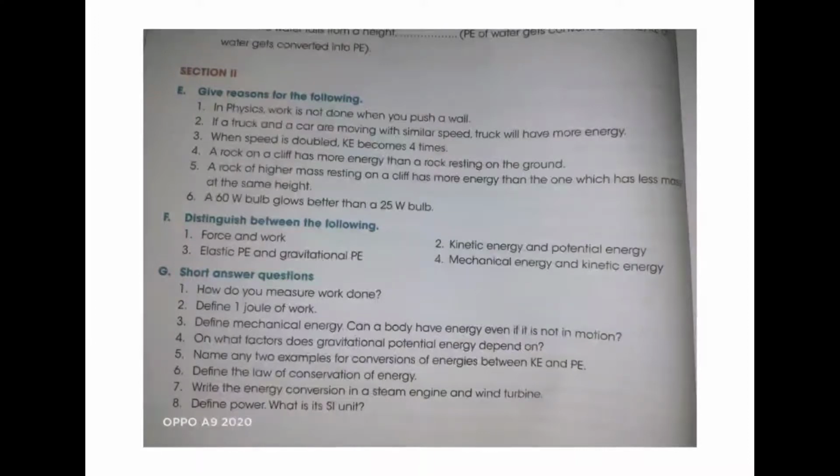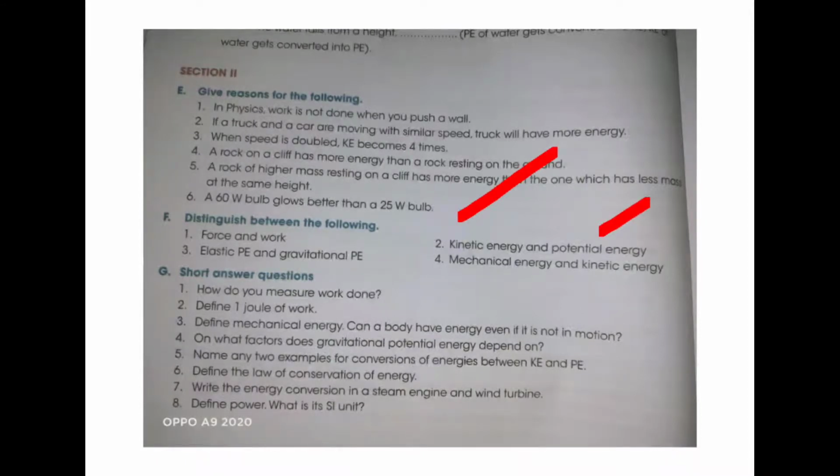Distinguish between the following: force and work, kinetic energy and potential energy, elastic potential energy and gravitational potential energy, mechanical energy and kinetic energy. These questions you will be doing by yourself. For force and work, first you will write the definition, you can write its formula and you can give one example. Similarly for kinetic energy, you can mention the definition, the formula, and give one example. So 3 differences you need to write. Elastic potential energy and gravitational potential energy also, same definition, expression, and example. Likewise, you will distinguish by yourself.